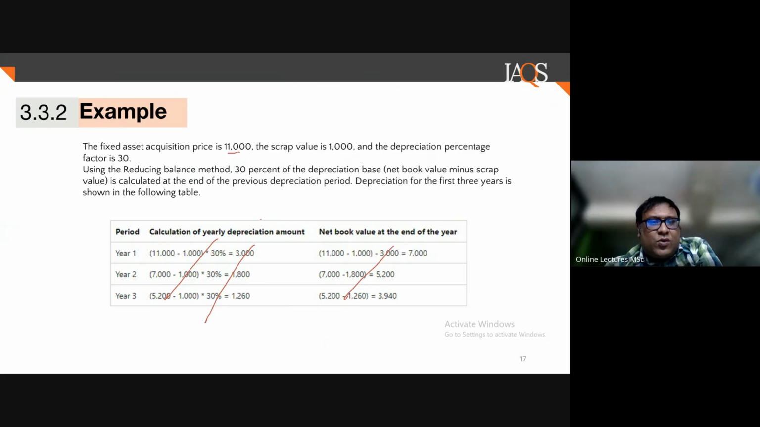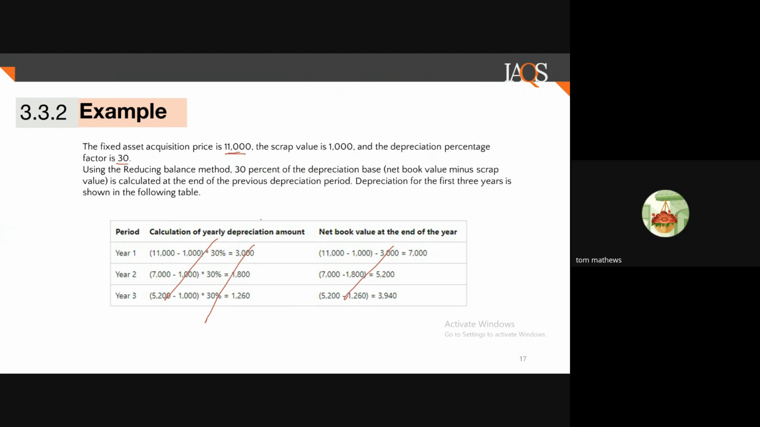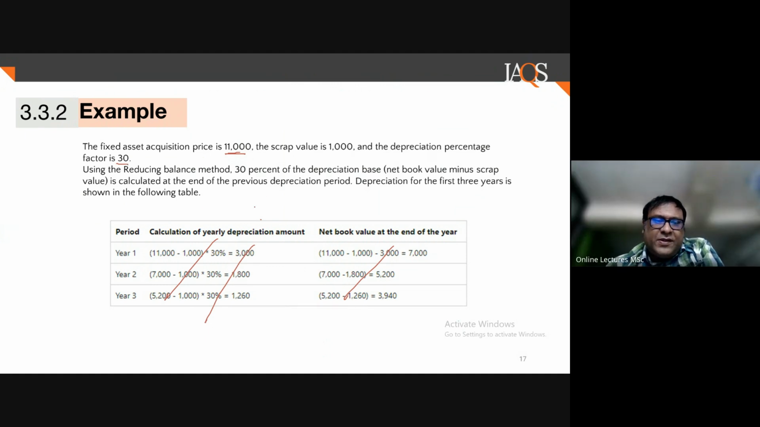Anybody watching the recording, don't go with the numbers. You take 11,000, you take 11,000 ka 30%, and then follow the rest. Please don't go with the numbers here.